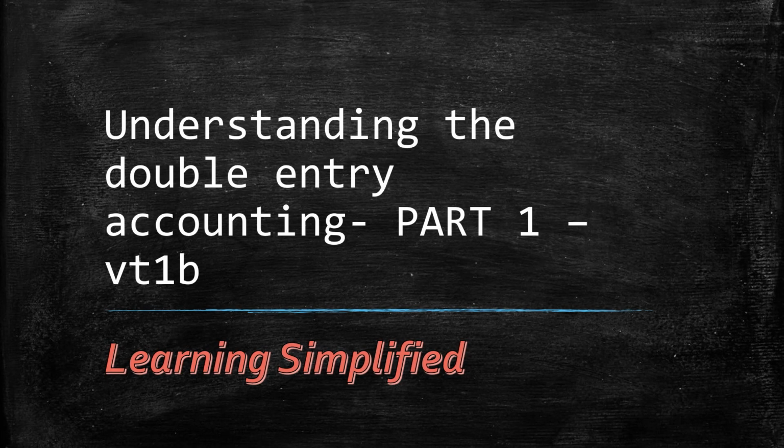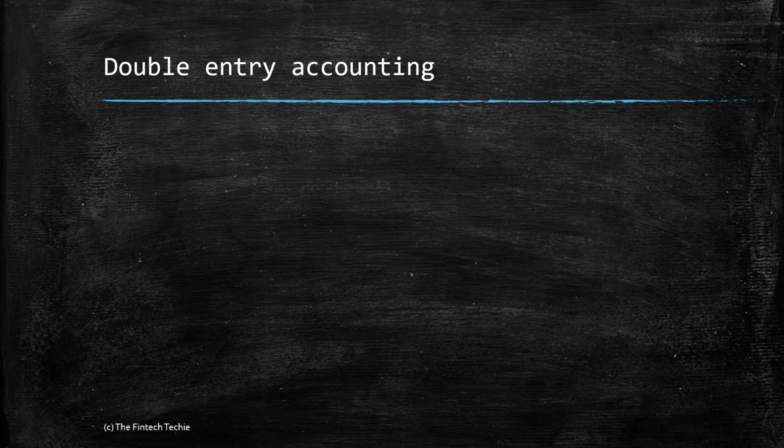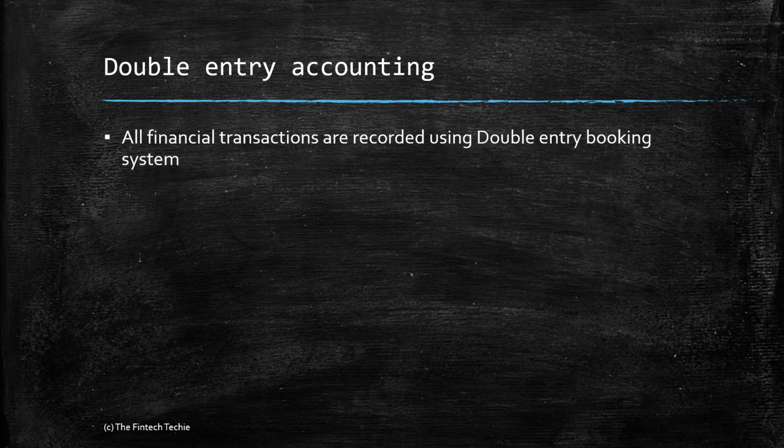Today we will understand the double entry accounting system and answer the big question in everyone's mind: when to debit, when to credit. So in a double entry accounting system, all financial transactions are recorded using a double entry bookkeeping system, which means for every transaction there is a debit and a credit.